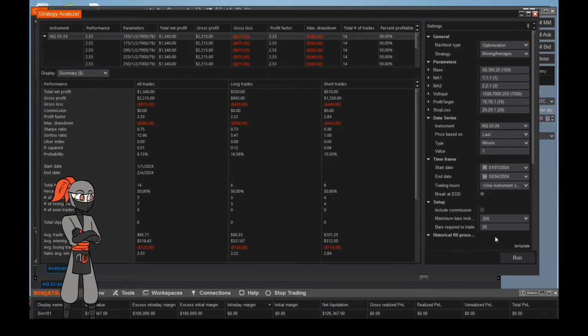So hopefully we'll see the number of trades go down. It did. So we went from 75 to 14, and we jumped from 32% profitability up to 50% profitability for a beautiful total net profit of $1,340.